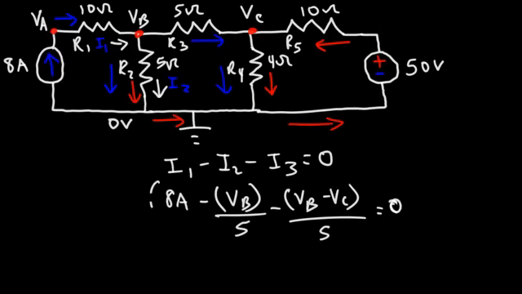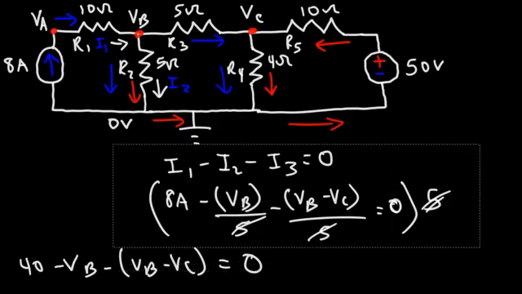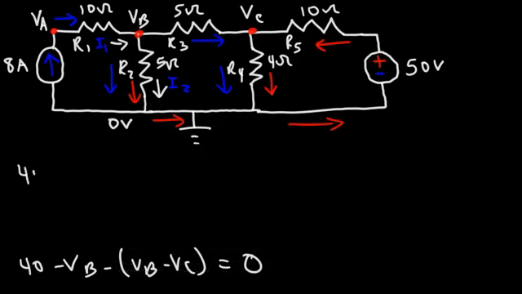Now let's simplify this equation. Let's multiply every term in this equation by 5. So we have 8 times 5, which is 40. And then this fraction times 5. The 5's will cancel, giving us negative VB. And then this fraction times 5. The 5's will cancel again, giving us negative VB minus VC. And 0 times 5 is still 0. So now let's distribute the negative sign. So this is going to be 40 minus VB again, and then plus VC.